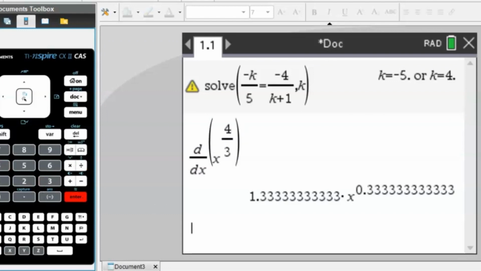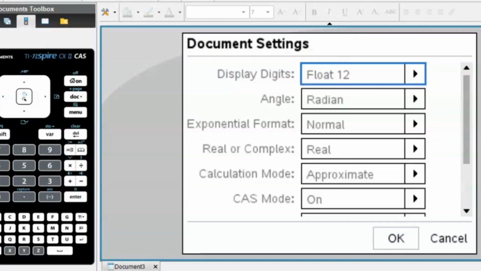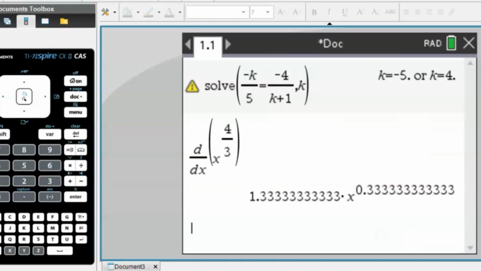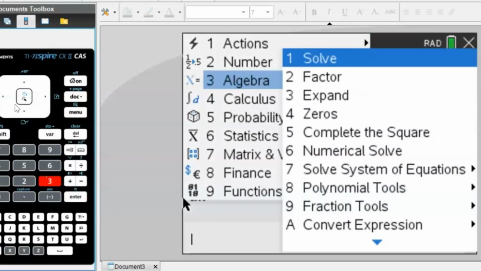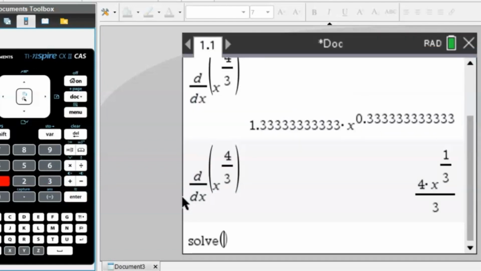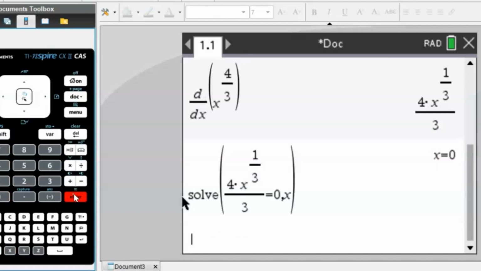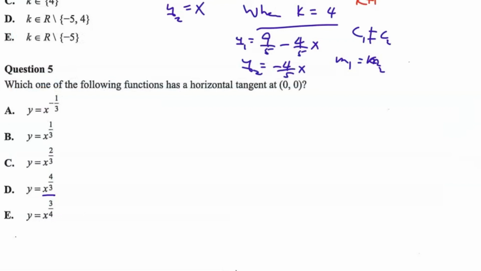Let me just change the calculator setting, just going to keep it exact there. So if I solve for that, well, that could have been done in one go, but nonetheless, we solve for x. So x equals 0, and if I substitute it back into my original equation, that gives me 0. So the only option that gives me a value of x is that one there. So option D.